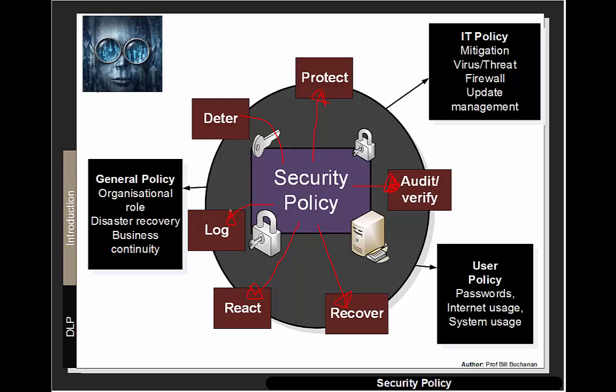We have mainly three main parts of that: a general policy defining the organisational roles, disaster recovery, business continuity, and so on. Then we'll also have user policies, which define passwords, internet usage, system usage, and so on. And then our general IT policy, which is really defining our firewall management, updates and mitigation, and so on. So overall, we want really an integrated policy which will actually encapsulate everything that we really need to do.